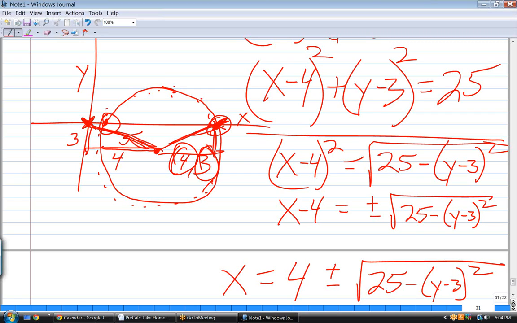Personally, I like the way I did it, because the way I did it gives you the equation for all points on the circumference. And that's what the equation of a circle does give you, all the points that are on the circumference of the circle. Makes sense. All right.